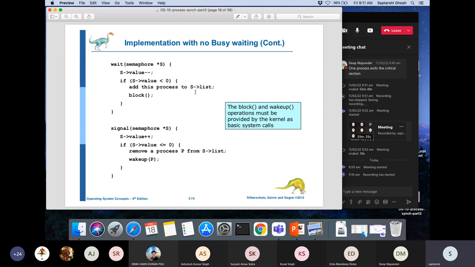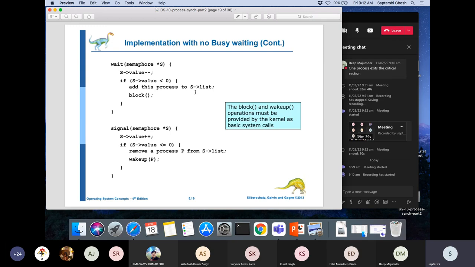Then when one process gets the semaphore, it can enter the critical section. Other processes, when they wish to get the semaphore, will wait. That means they will be added to a waiting queue of processes which are waiting for this semaphore. That is how we avoid busy waiting.